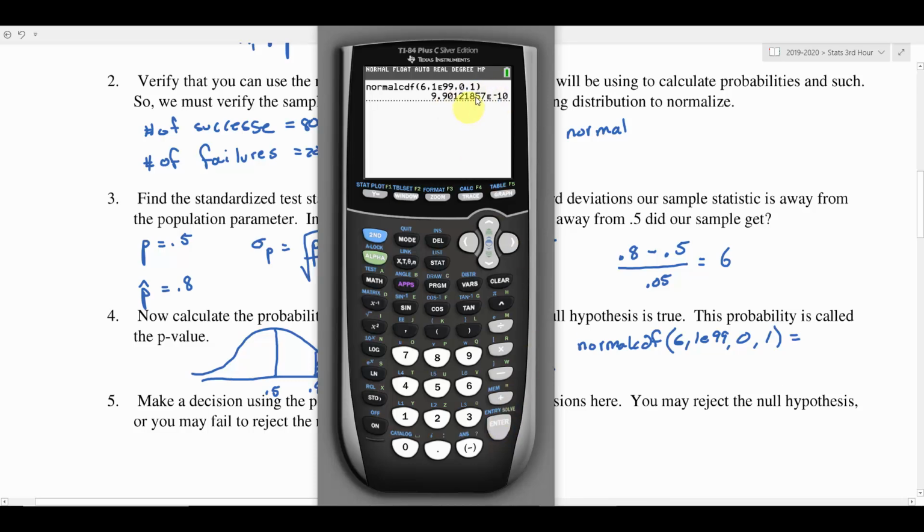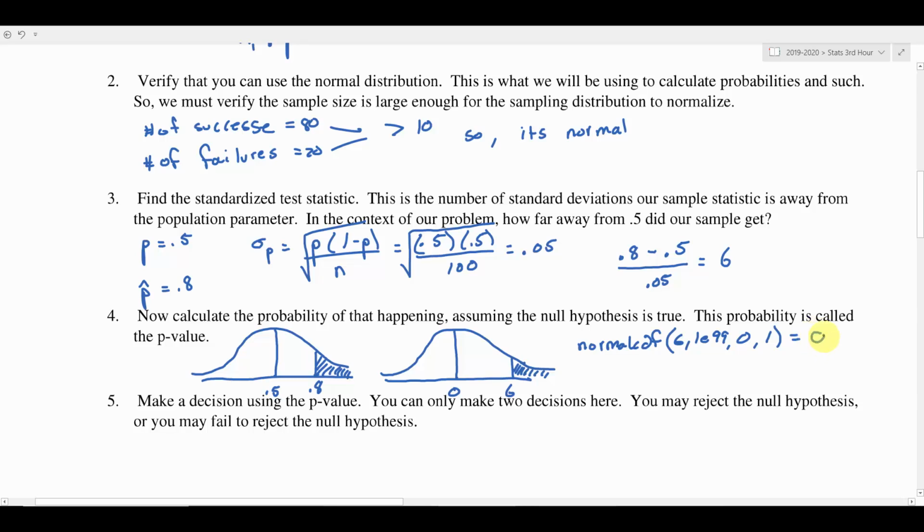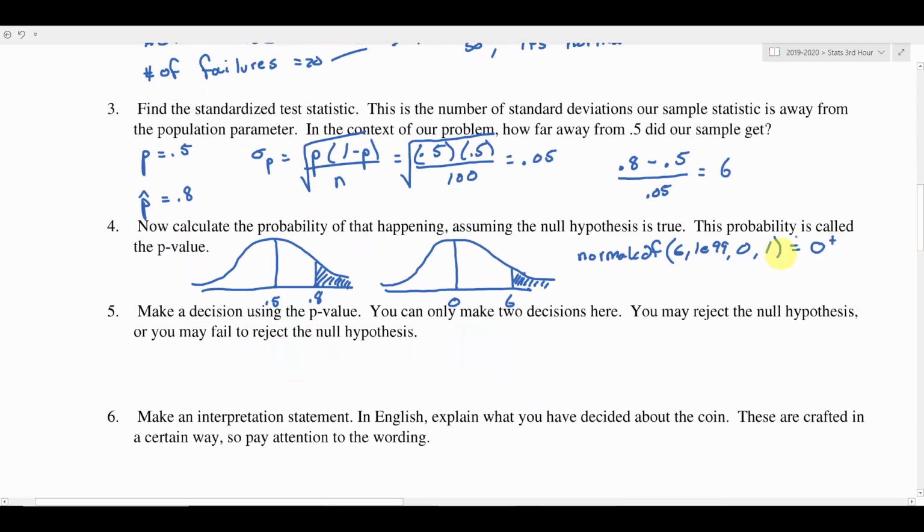And we get this 9.9 e to the negative 10. It's a very small probability, so I'm just going to put a 0 plus here. So the probability of getting 6 standard deviations away is practically next to nothing. In other words, the probability of getting a sample of 0.8 when we were expecting a 0.5 is next to nothing. It shouldn't have happened if the coin was fair. So that's where we make our decision.